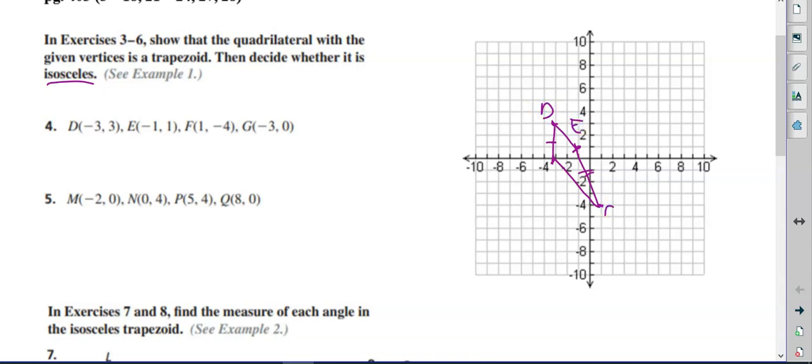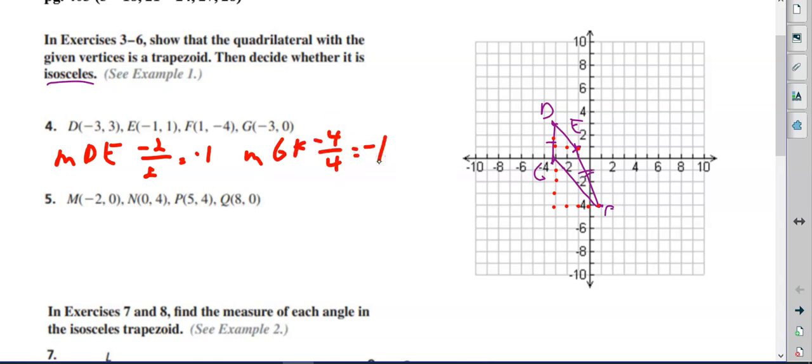DE is parallel to FG. So all we have to do is count. So from D, if we count down 1, down 2, right 2, so the slope of DE is down 2, right 2, which is negative 1. And from G to F, we count down 1, 2, 3, 4, right 1, 2, 3, 4. So the slope of GF is down 4, right 4, which is also negative 1.